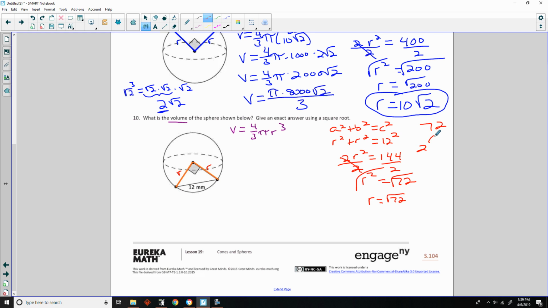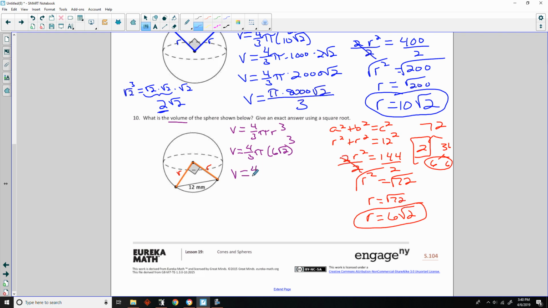72 is 2 times 36. 36 is a perfect square, 6 times 6. There's my pair. So r equals 6. The remainder 2 stays under the radical. So r is 6 square root 2. Substituting that in over here, we get volume equals 4/3 pi. Substitute in the r, 6 root 2 cubed.